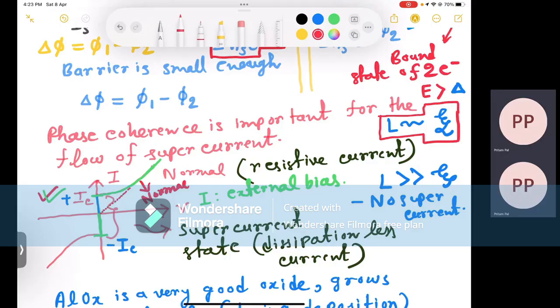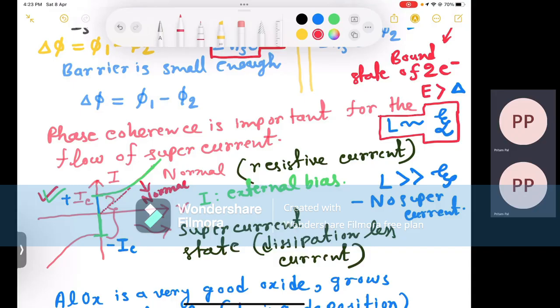This I is your external bias. This is not internal. I is something which we are applying from the outside, like you just connected the whole thing via a battery. You are applying some external bias and driving the current through the system, and you are characterizing how the current inside the system is changing and how the voltage is getting developed, right? Based on that we have the IV characteristics.